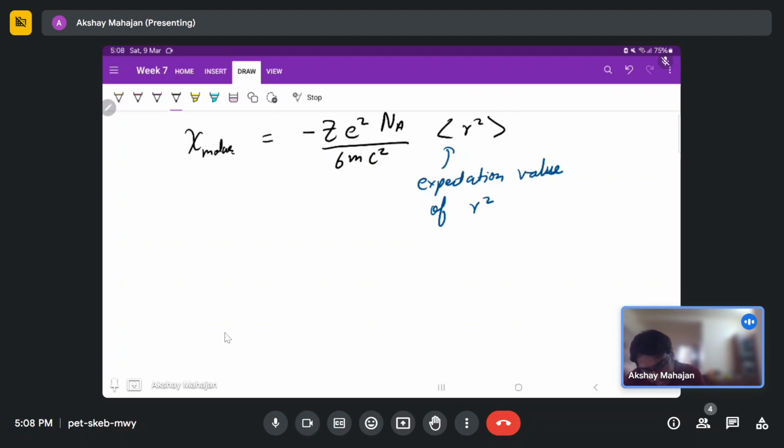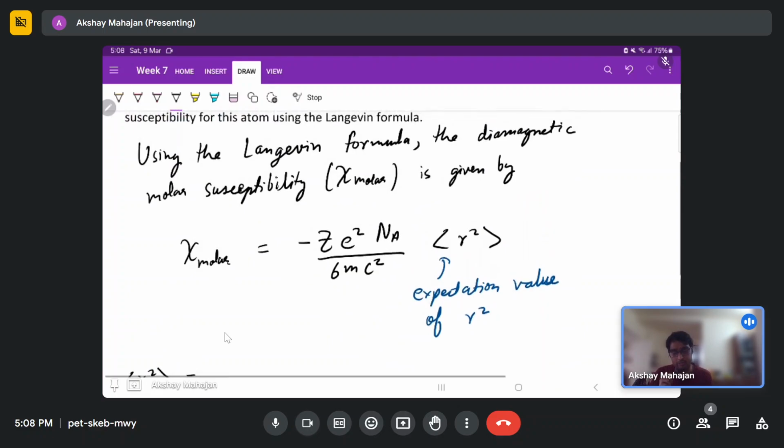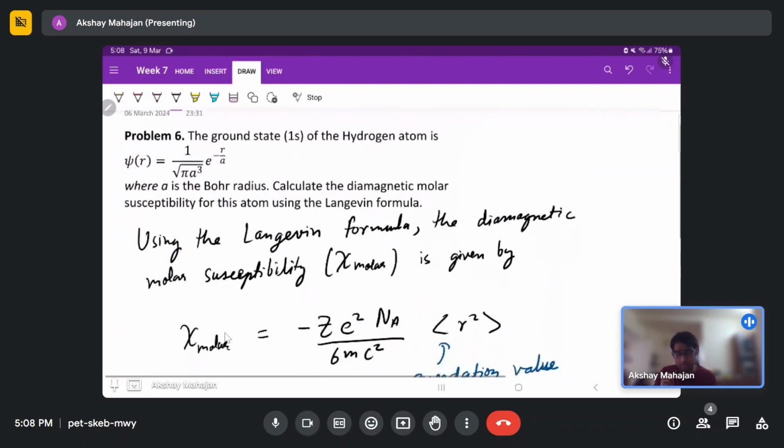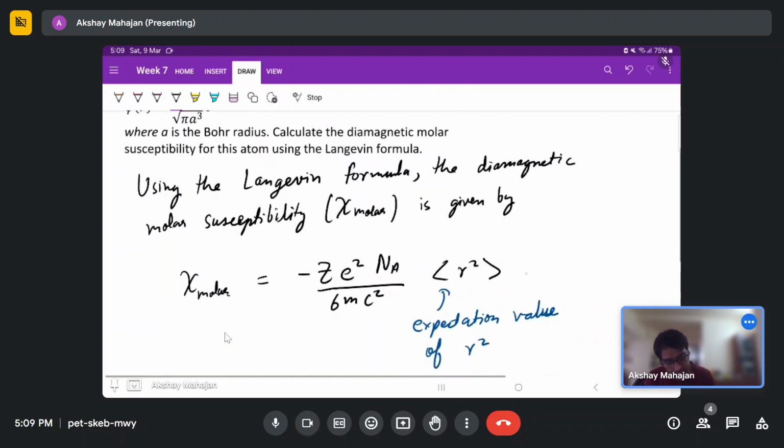So the expectation value of r square. Now, we need to find only the expectation, so all the other stuff we know. Z is equal to 1 for the hydrogen atom, e square over 6 m c square, where m is the mass of the electron and c is the speed of light. So all others are just constants. All we need to find is this expectation value of r square.